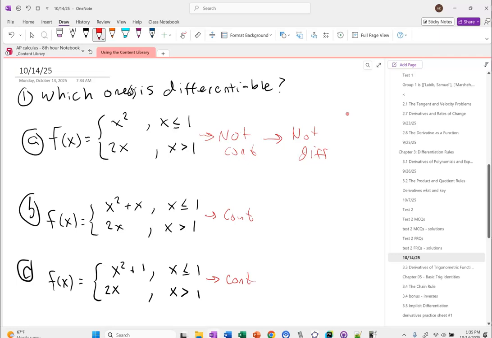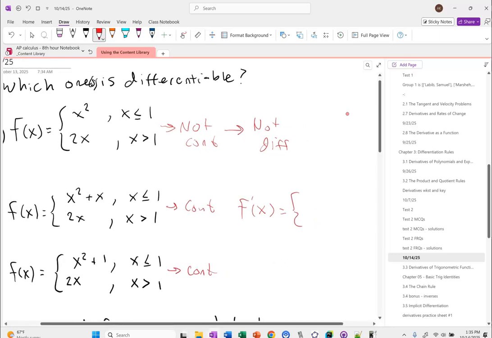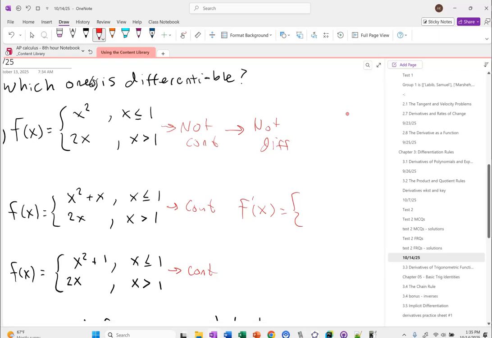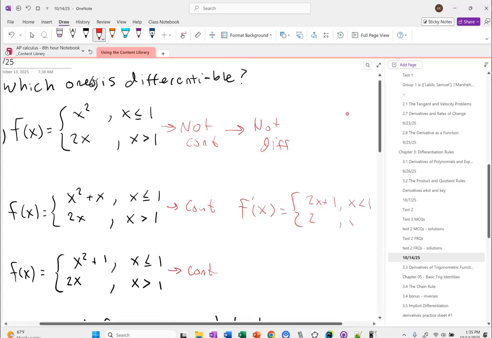A corner, right? To check the corner, I'm going to take the derivative of my piecewise function. The derivative of a piecewise function I can just do by taking the derivative of each piece. What's the derivative of x squared plus x? 2x plus 1. And the derivative of 2x is 2. Notice I'm not going to use an "or equal to" because I don't know if I'm actually differentiable here or not. Is everybody okay with what I did?